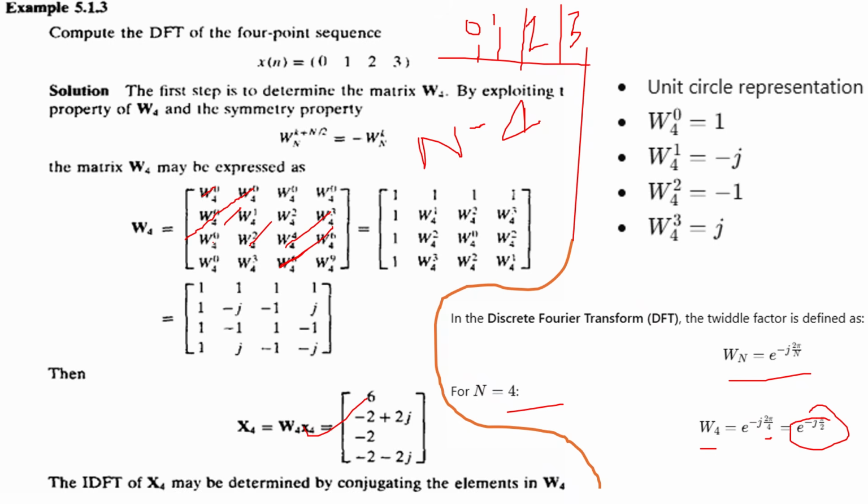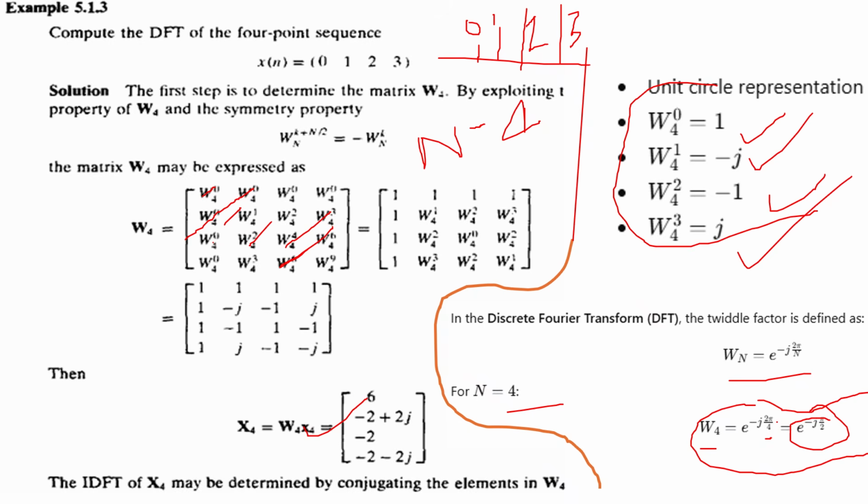So W4^0 is equal to 1, W4^1 is equal to minus j, W4^2 is equal to minus 1, and W4^3 is equal to j, right? So how will we get all these values? Put the values of small n, that is 1, 2 and so on, and you can get them. Again, these are very important results you should remember.